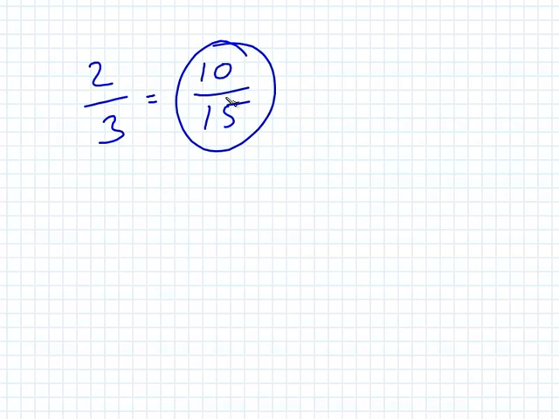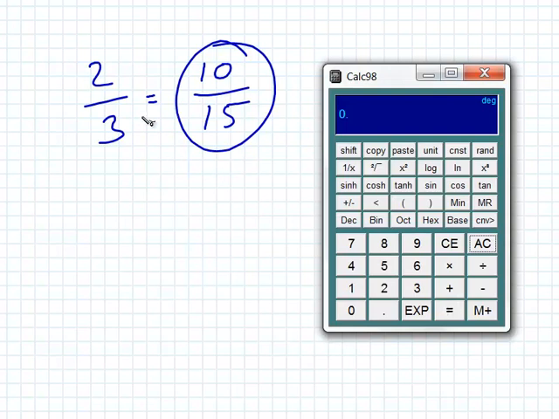Let's prove that. Here's a calculator. And the way you find 2/3 is you take 2 divided by 3. So I take 2 divided by 3. Comes out 0.6666666, etc., all the way out. And that rounds up to 7 in the end, but it basically just keeps going. What if I took 10/15? Let's clear it. Take 10 divided by 15. 0.66666. Same number. So these become the same number when I divide them out on a calculator.